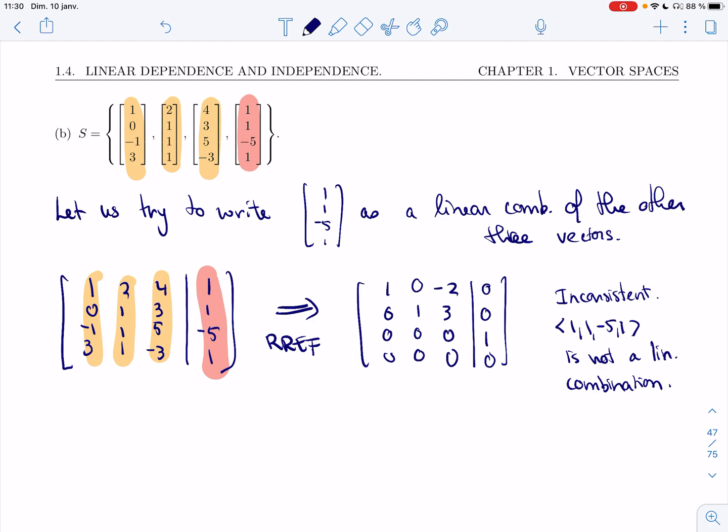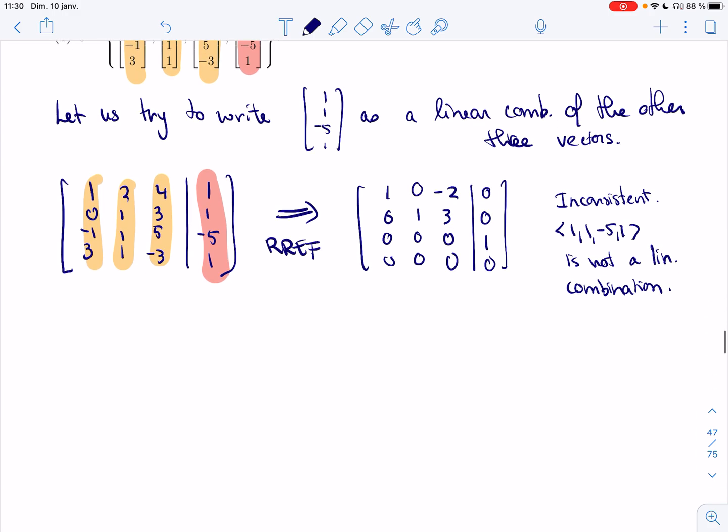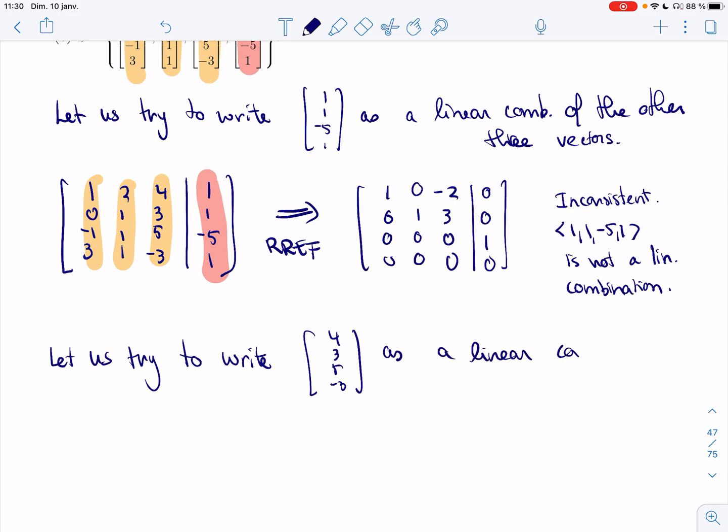All right, that's kind of disappointing, but I chose 1, 1, minus 5, 1. I didn't need to choose that one. So maybe one of the other ones would work. So let us try a different one. Let me try to write 4, 3, 5, minus 3 as a linear combination of the other 3 vectors.